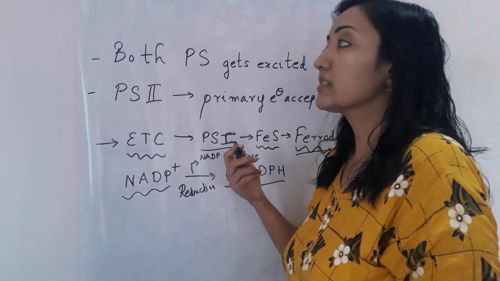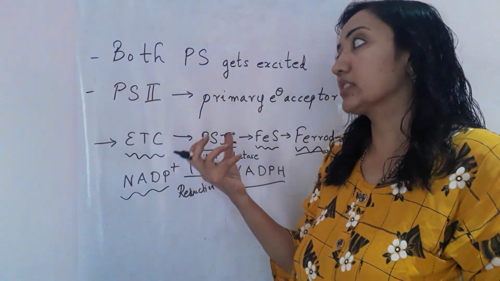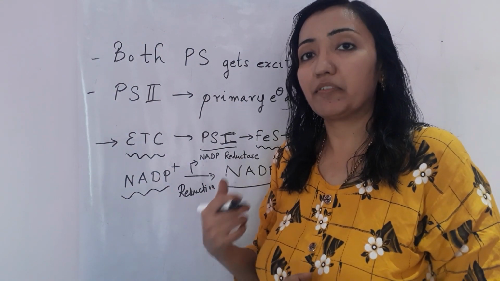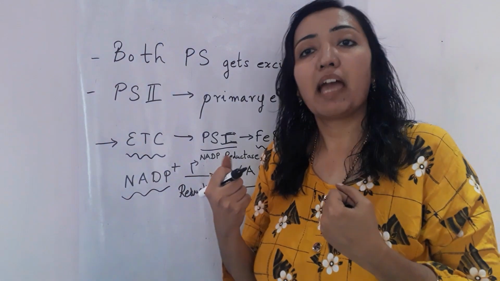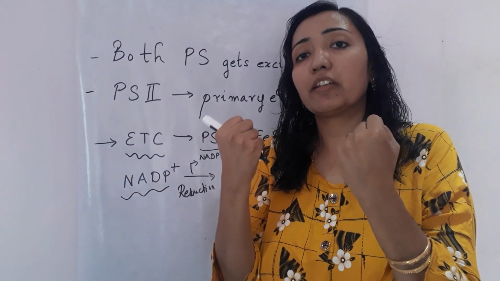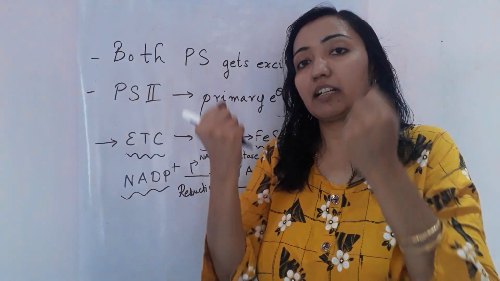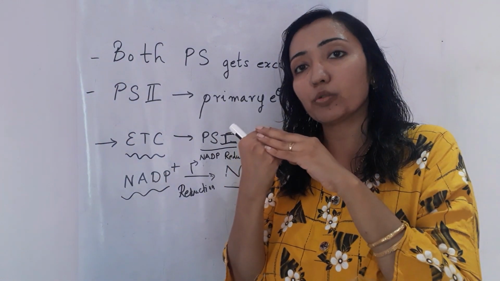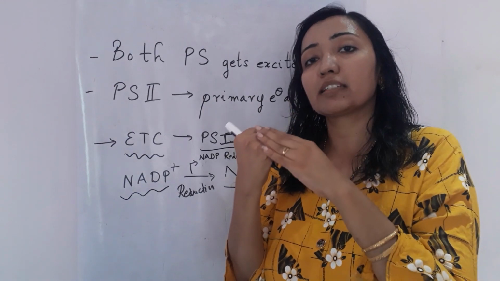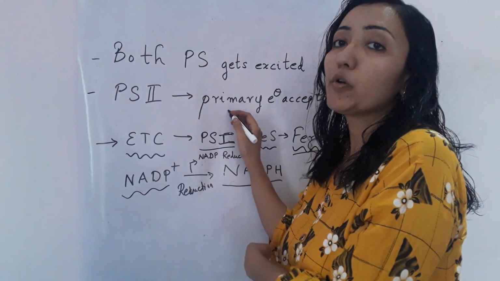So once more we will start. When light falls on the chloroplast, the photosystems become active. Light should be less than 680 nanometer wavelength. If this is photosystem 2 and this is photosystem 1, both will become active when the wavelength of the light is less than 680 nanometer. Both will excite an electron. The electron excited by photosystem 2 comes to the ground state and is accepted by the primary electron acceptor of photosystem 2, and the primary electron acceptor of photosystem 2 is pheophytin.